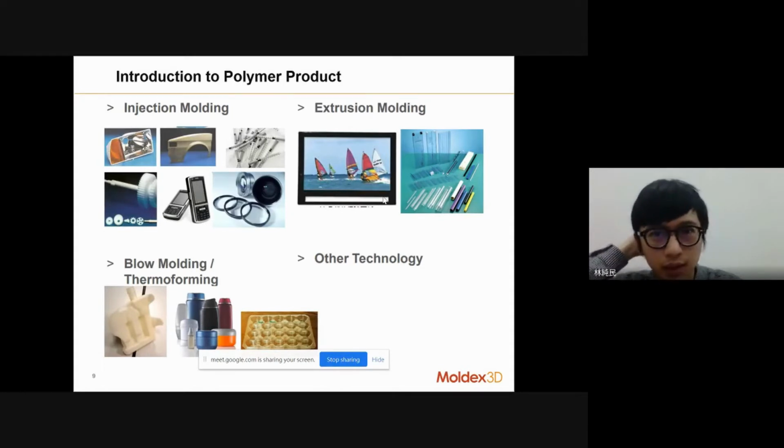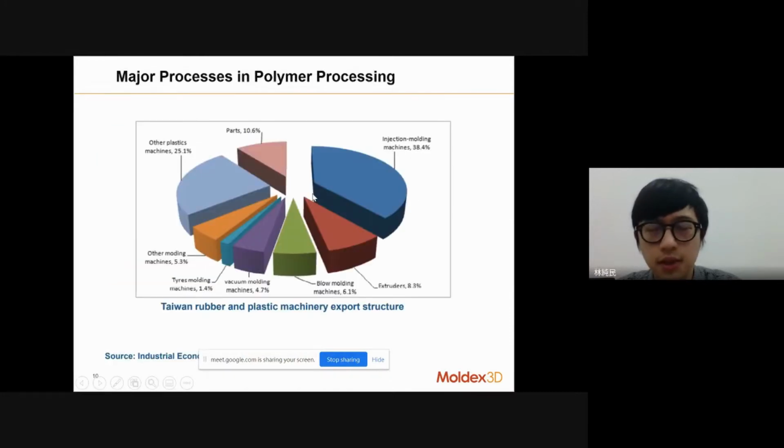And for the polymer product, there are three ways to manufacture it, like injection molding, extrusion molding, and blow molding. But today I would like to focus on the injection molding. As you can see in this pie chart of the major processes in polymer processing, the injection molding still occupies the biggest share. It's around 40%, because there are some advantages in injection molding.